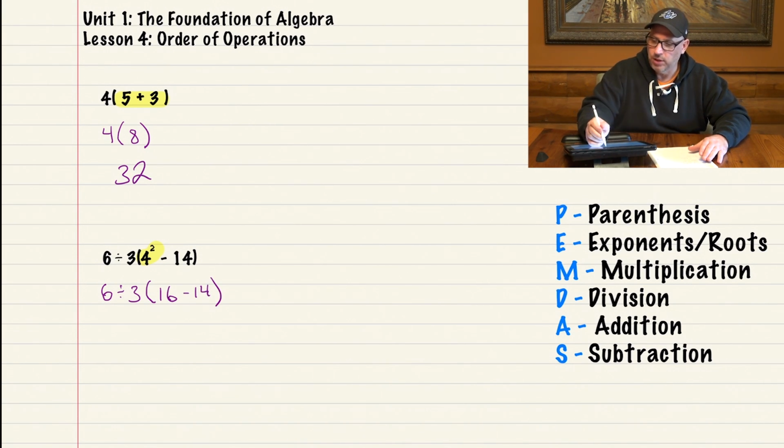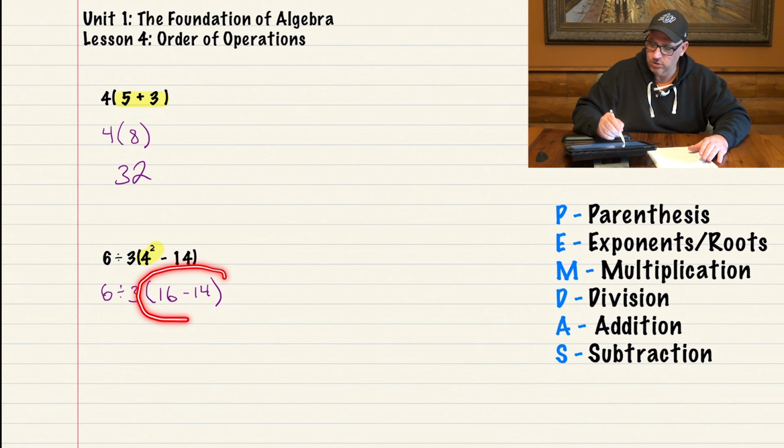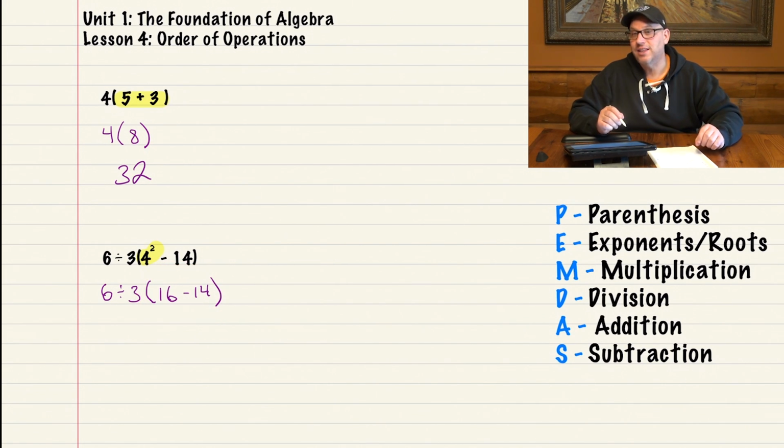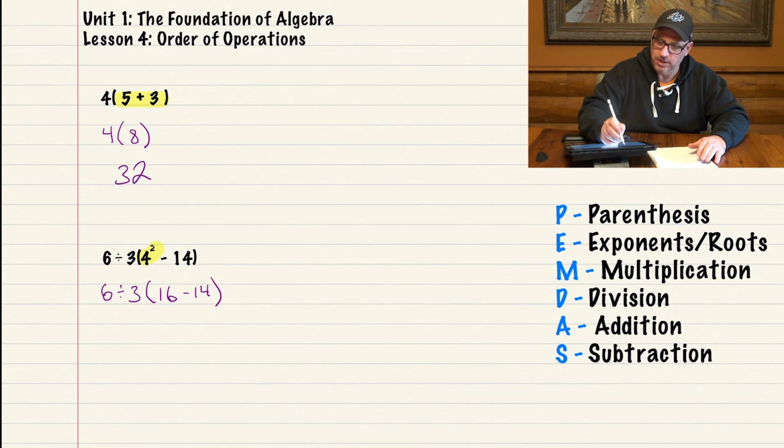Now I'm going to reapply my order of operations. First thing is parentheses. Do I have parentheses? Yes, I do. And there's something to do inside them? Yes, there is. The only thing to do, so that's going to be the next step, 16 minus 14. So I have 6 divided by 3. 16 minus 14 is 2.